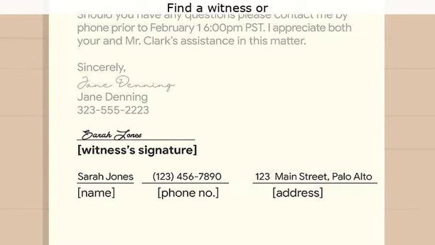Step 2. Find a witness. A witness is someone who will observe you signing the authorization letter. This ensures that you are not signing the letter under duress, and that you are in fact the person giving the authorization. In some instances, it is a good idea to have your letter notarized by a notary public. This person should not be anyone named in the letter.